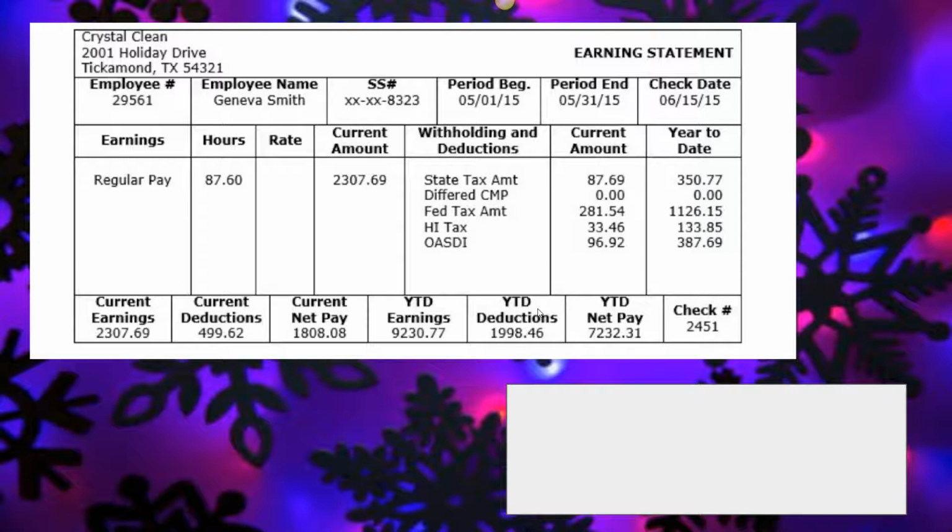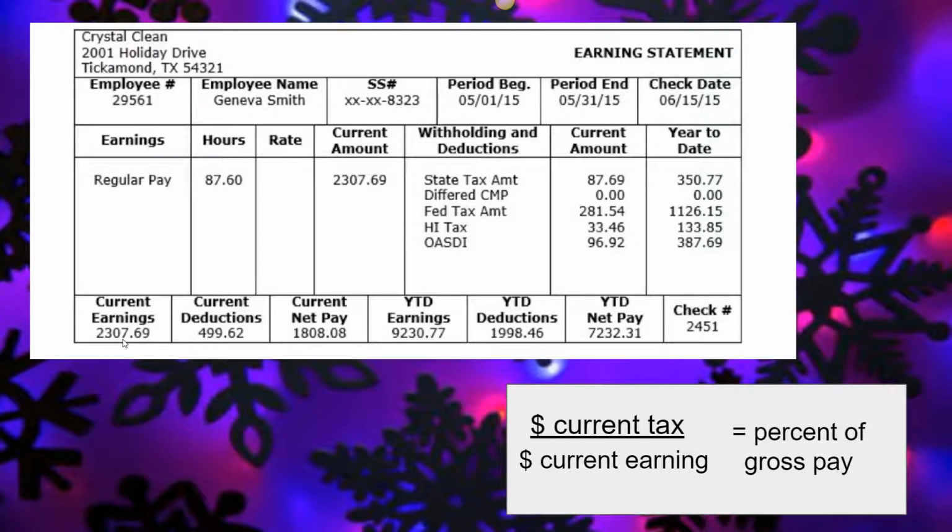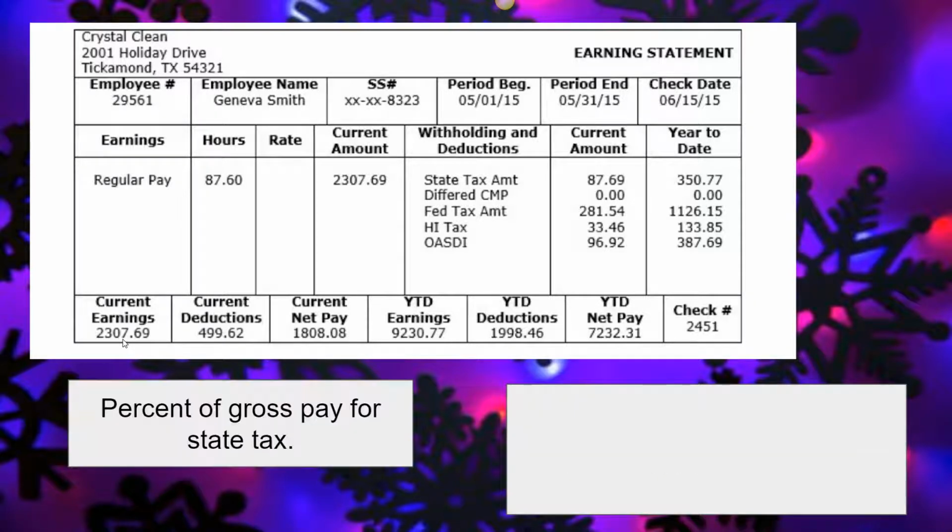So if I'm trying to calculate the amount of state tax coming out or the amount of federal tax coming out, then what I'm going to do is take the amount of current tax, so current amount, this column here, and put it over my current earnings, this part here. And when I put that in the calculator, I'm going to get a decimal version of the percent of gross pay. So let's look at that in action.